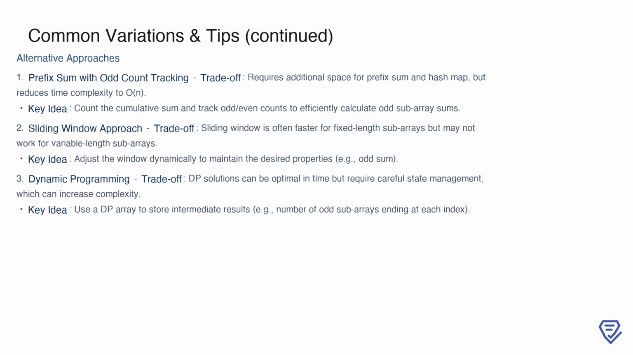Lastly, dynamic programming offers another alternative. A DP-based solution can be optimal in terms of time complexity, but it comes with its own challenges, such as careful state management, which can make the implementation more complex. In this approach, you would use a DP array to store intermediate results, like the number of odd subarrays ending at each index, enabling efficient computation of the final result.